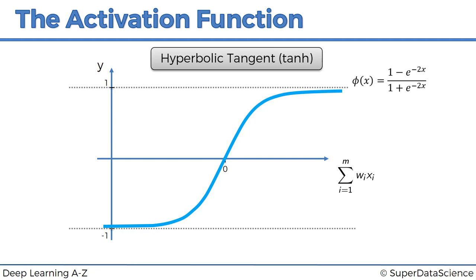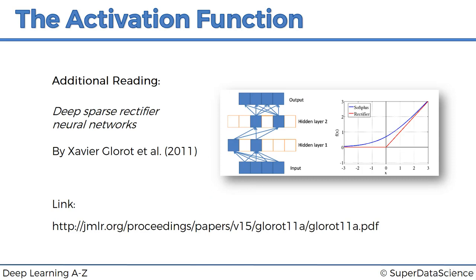We're not going to go into too much depth on each one of these functions. I just wanted to acquaint you with them so that you know what they look like and what they're called. If you'd like some additional reading, check out this paper by Xavier Glorot, called Deep Sparse Rectifier Neural Networks, a 2011 paper. There you will find out exactly why the rectifier function is such a valuable function and why it's so popularly used. But nevertheless, for now, you don't really need to know all of those things.